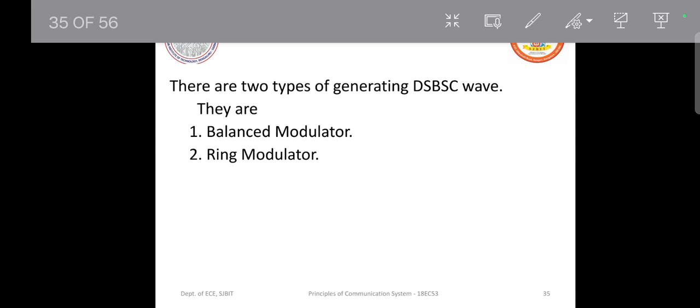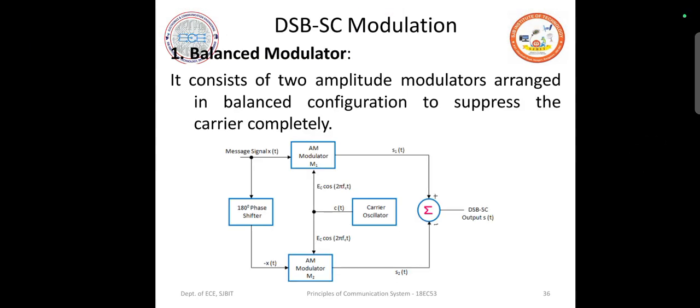First kind is what is called a balanced modulator. Second one is called the ring modulator. Let us see what these are. How does a balanced modulator look? A balanced modulator will contain two AM modulators. It will also contain a 180-degree phase shifter, and it will have a carrier oscillator. So we take the difference of the outputs of two AM modulators. The input is x of t. You take a 180-degree phase inversion, and what you will get is negative x of t.